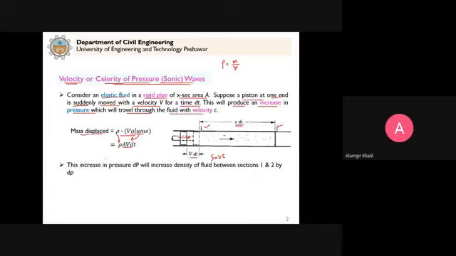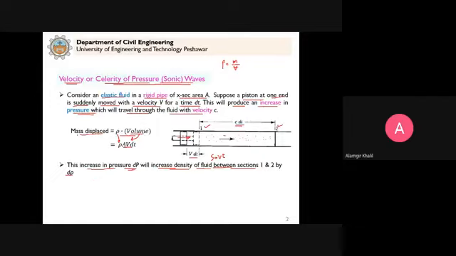Now this increase in pressure dp, as we already said, will produce an increase in pressure, clear? This increase in pressure dp will increase the density of the fluid between section 1 and 2 by d rho. Because we are compressing the fluid, the particles will come closer. When the particles come closer, the density will increase because the mass per unit volume will increase. So the increase in pressure dp will increase the density of the fluid between the two sections by d rho. Let's say the increase in density is d rho.